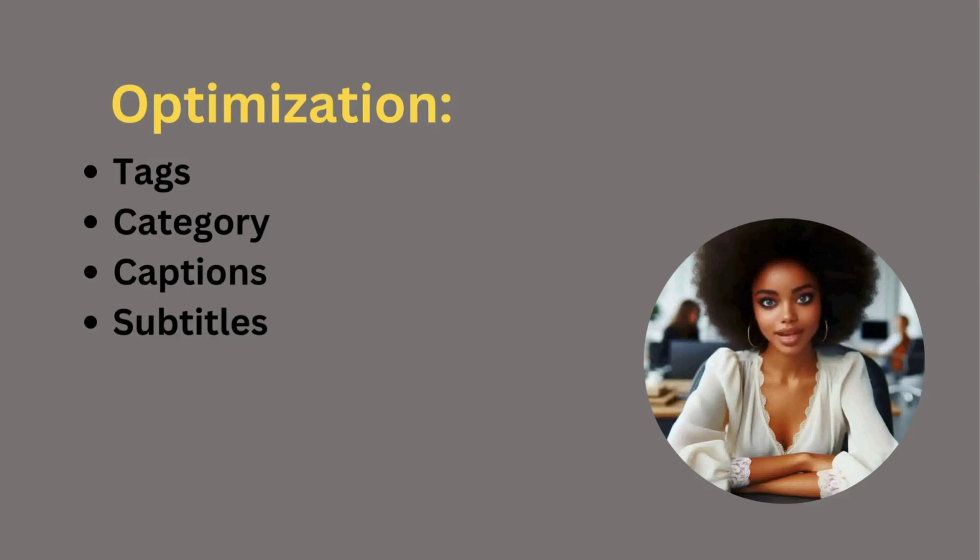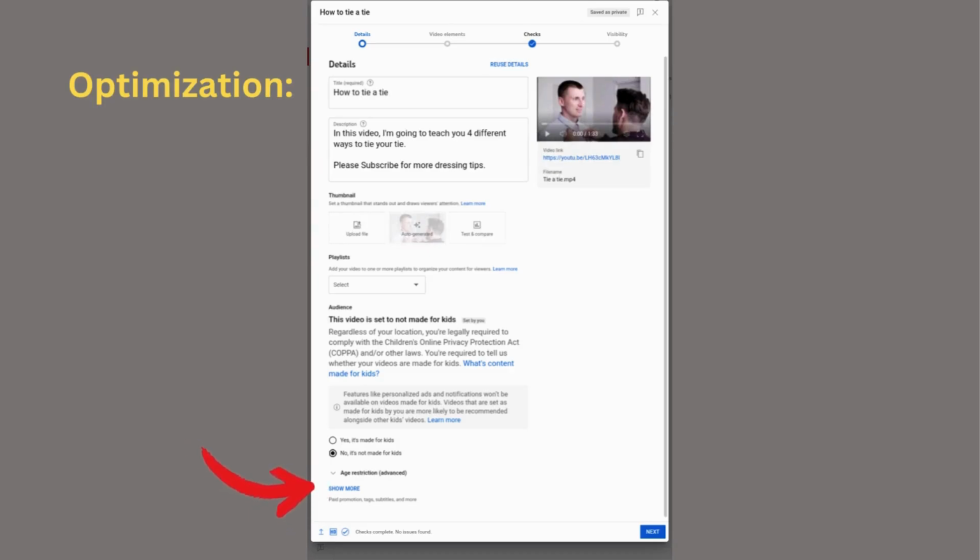Let's now go to Step 3, which is Optimization. In this step, we will look at tags, category, captions, and subtitles. You will find them under More.